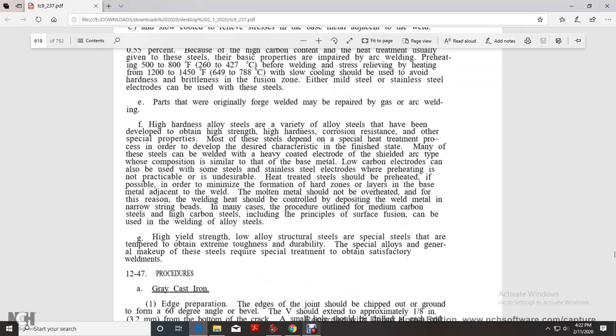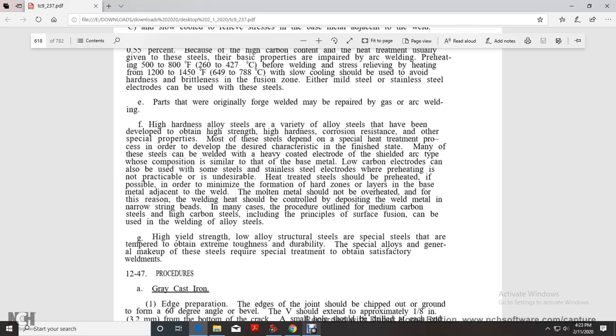Parts that were originally forge welded may be repaired with gas or arc welding. High hardness alloy steels come in many varieties. These alloy steels have been developed to obtain high strength, high hardness, corrosion resistance, or other special properties. Most of these steels depend on special heat treatment processes in order to develop the desired characteristics in the finished state.